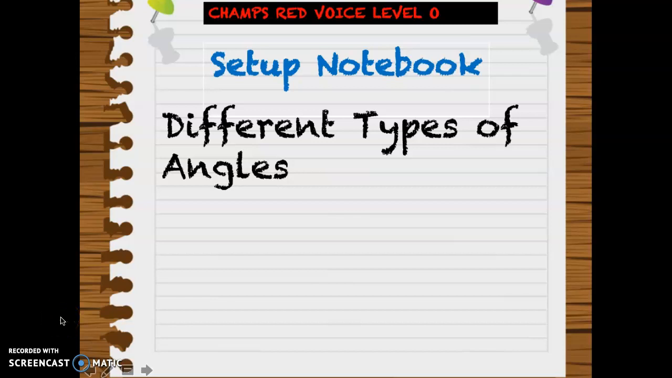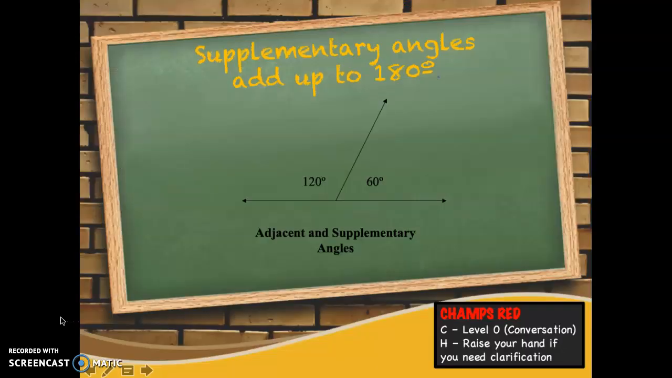Hey class, this is going to be an overview for lesson 14. This is just how to understand the different types of angles that happen when a transversal cuts a parallel.